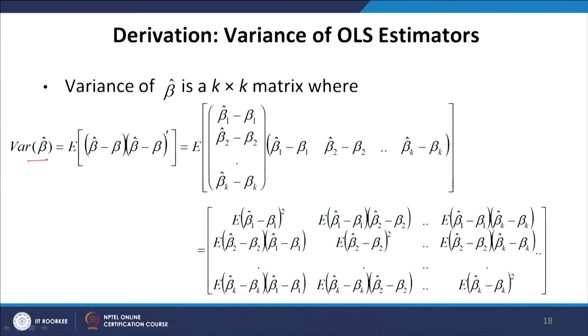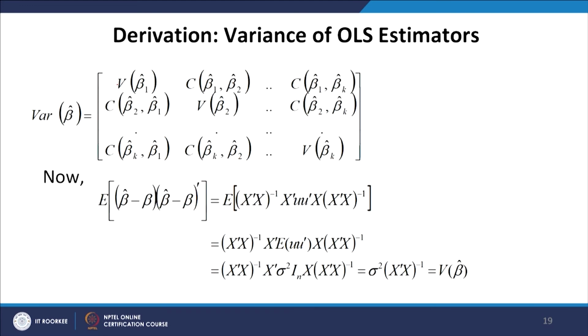Okay. So now we derive the variance of OLS estimators. Variance of beta hat is a k by k matrix, where variance of beta hat would be written as the expectation of beta hat minus beta multiplied by beta hat minus beta prime, with the expectation operator instead of variance. Fair enough. Now I multiply them and this expression is arrived at simply. Okay. So we have variance of beta hat.